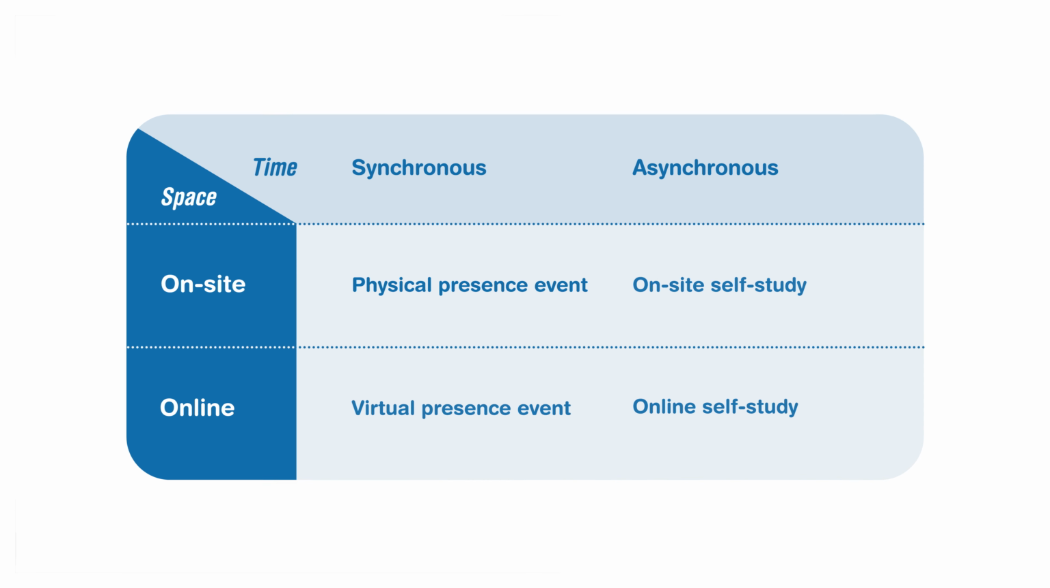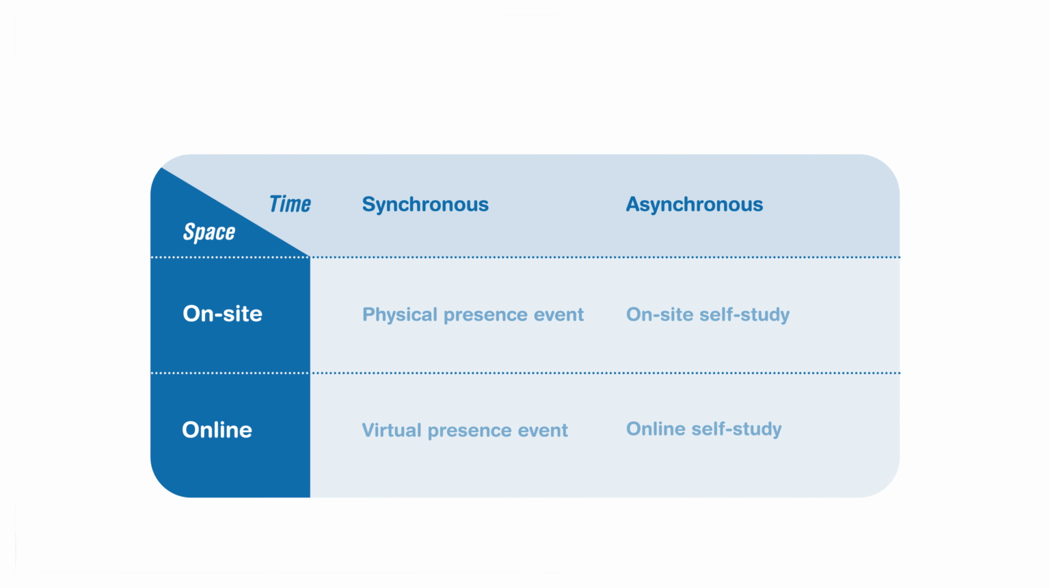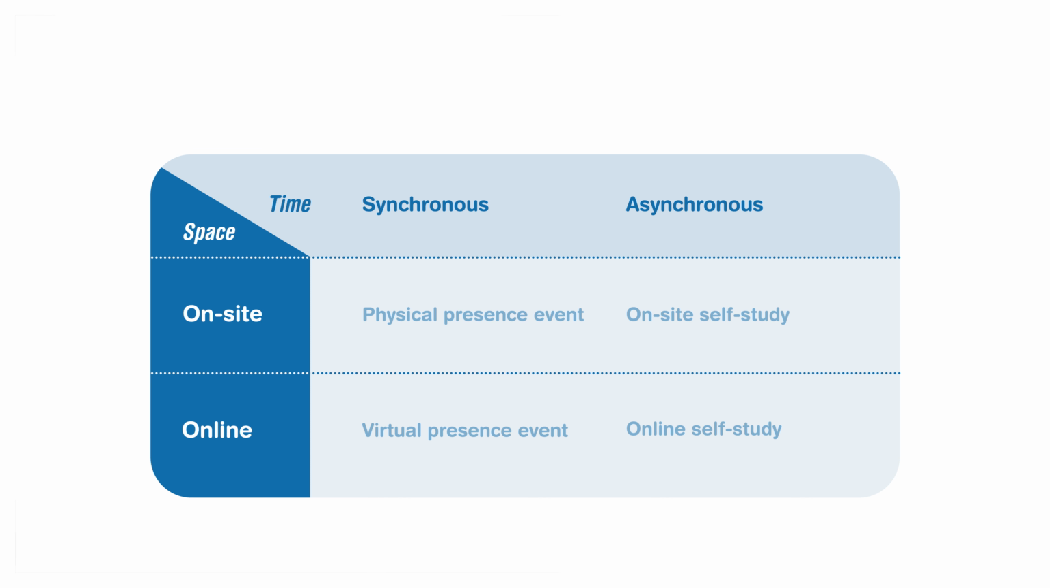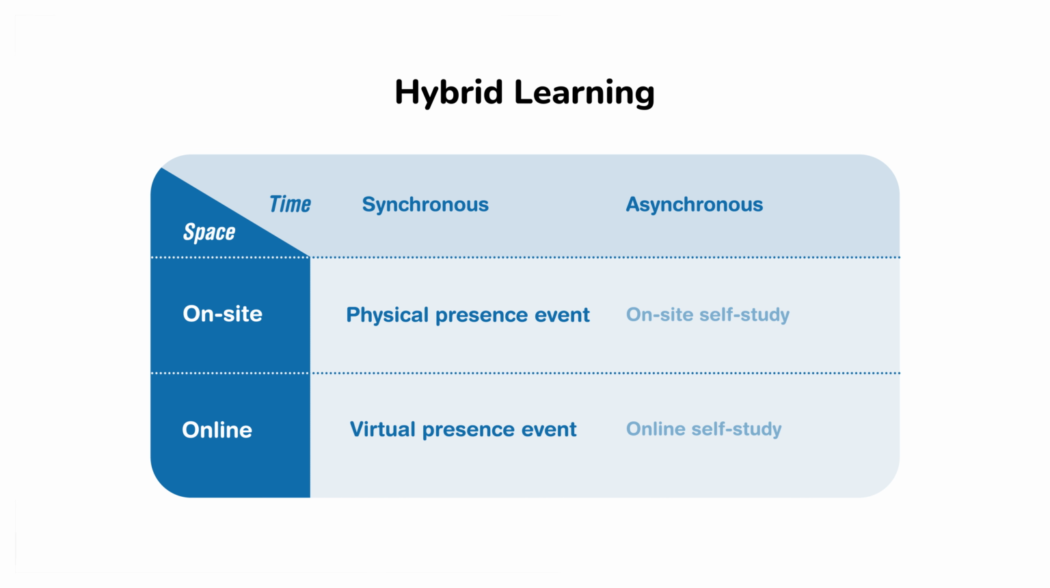In practice, these formats can be combined as well. For example, blended learning combines physical presence events and online self-study. If learners can freely choose whether to attend on-site or online, this is called hybrid learning. And when live sessions are recorded and made available for later study, the model is known as high-flex.